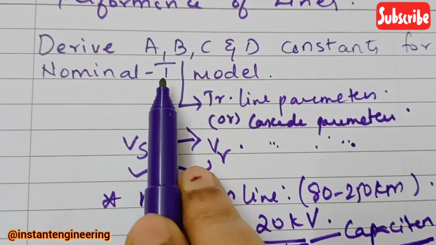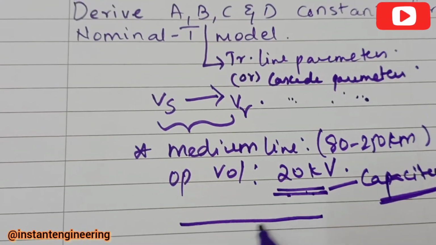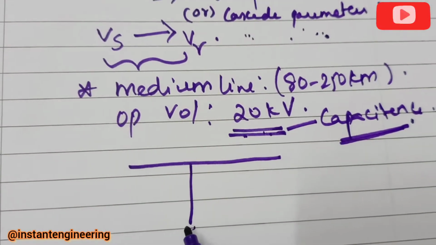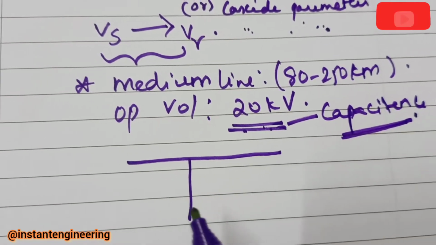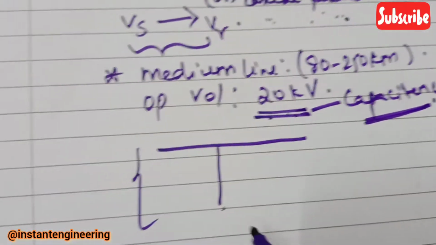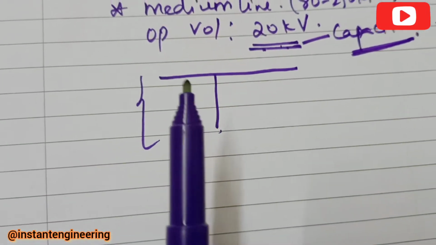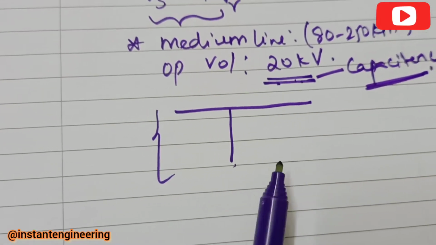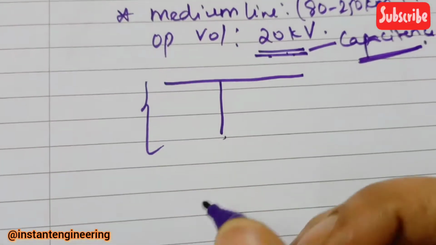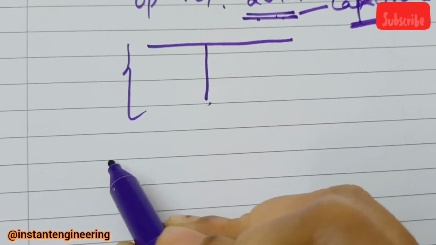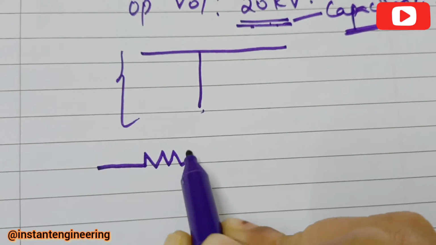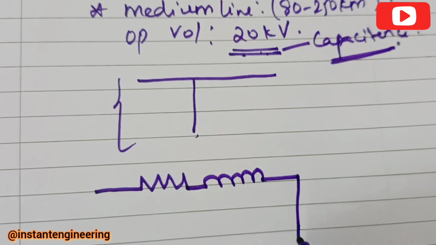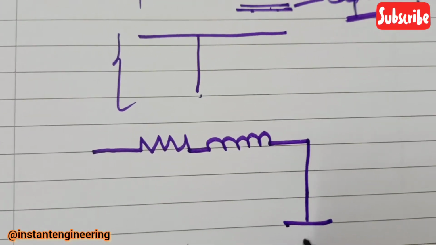Like I said, it is a T model. T means the shape will be something like this, and I'm also telling you there should be a capacitance, so obviously the capacitance will be in between. Just a rough idea, I'll draw and show you clearly how you should draw. When there's a capacitance, you'll also have the resistor and the reactance present. So if I draw the circuit: resistor, reactance, and the capacitance in the middle.